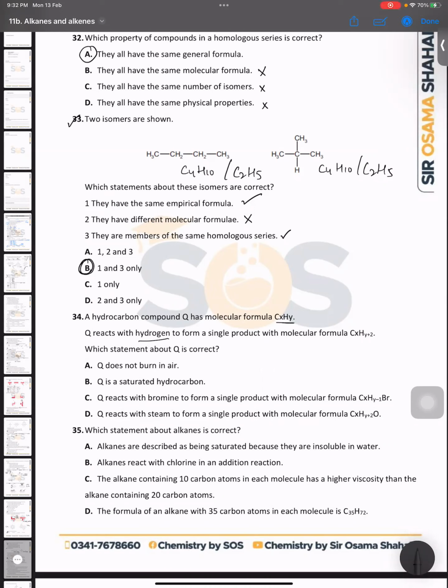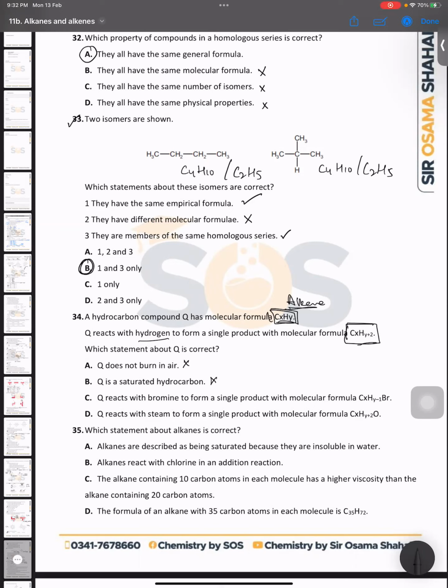And then question number 34 is saying a hydrocarbon compound Q has molecular formula CxHy. Q reacts with hydrogen to form a single product with a molecular formula CxHy+2. Which statement about Q is correct? You can see this: if this is a hydrocarbon and it is reacting with hydrogen and forming this, that means this is an alkene, because the hydrogen is going to be added over there. Right. So Q does not burn in air. It's not the right answer because hydrocarbons can burn, because they can be used as a fuel. Q is saturated. No, you can see this is an alkene, so this is unsaturated.